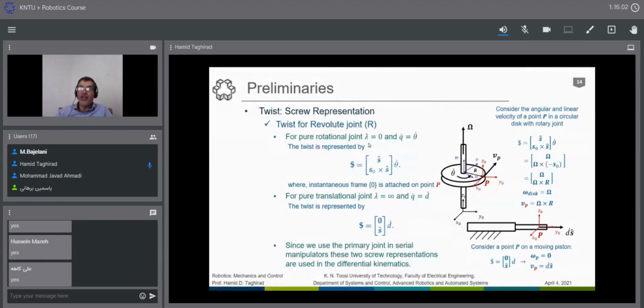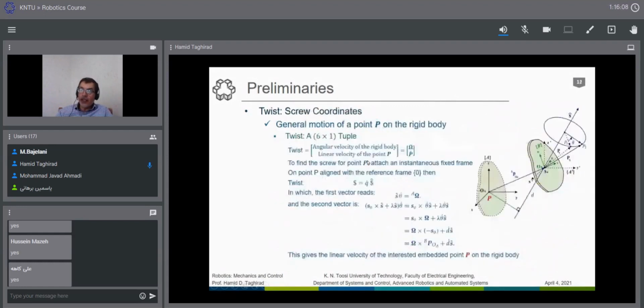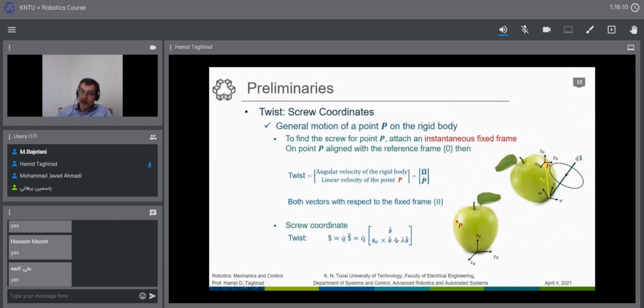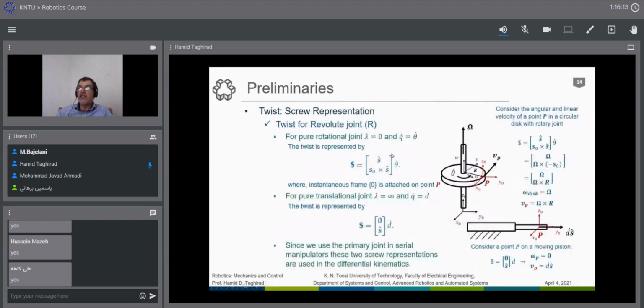Since we have only rotation, lambda is equal to 0, q dot is equal to theta dot, and in the twist representation this part goes away. We have a simple screw axis which has only two parts, S hat and S0 times S hat. The important thing is S0. Where is S0? S0 is the point that you would like to find the velocity of.